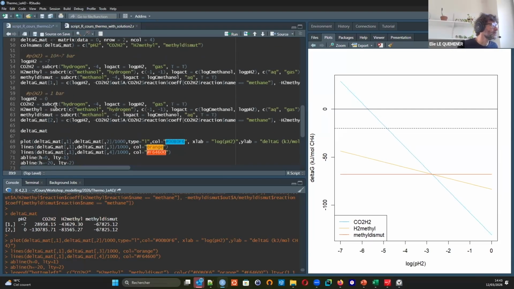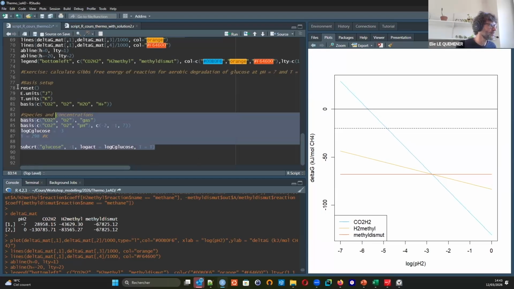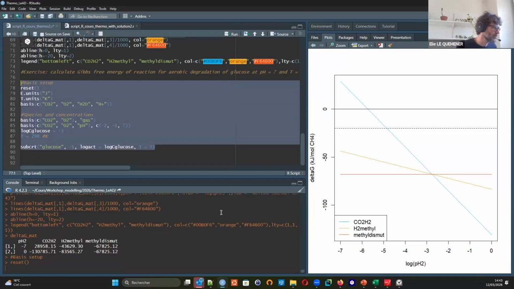If I take the same example as this one, I want glucose here, and I want minus 1 as a stoichiometric coefficient. I want a logarithm of activity that I defined before. Glucose is aqueous, so I don't specify the state because by default it will be aqueous, and I specify its temperature. If we do that, hopefully it works. Yeah.